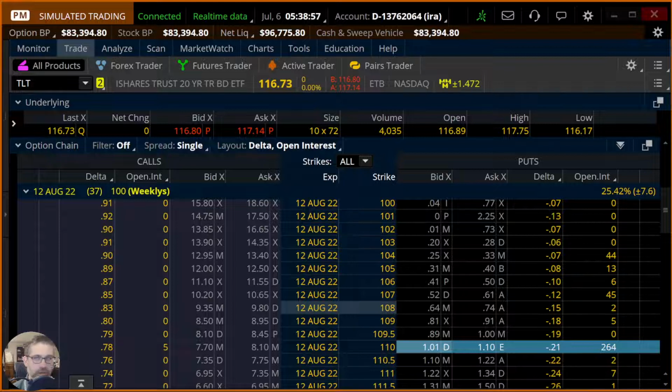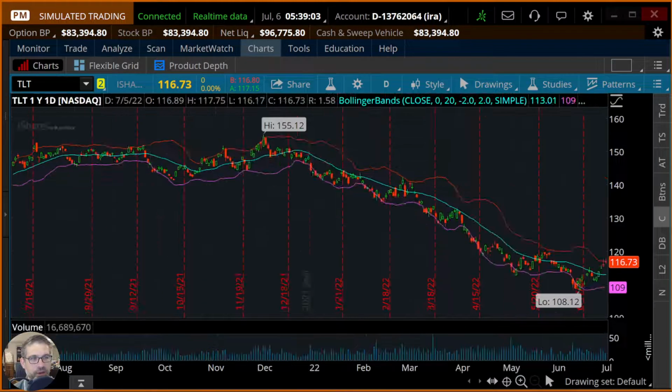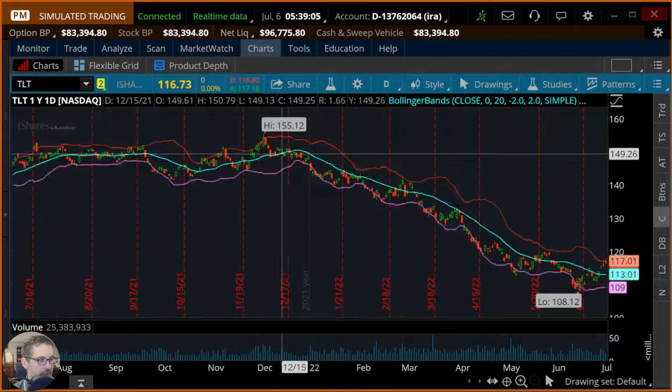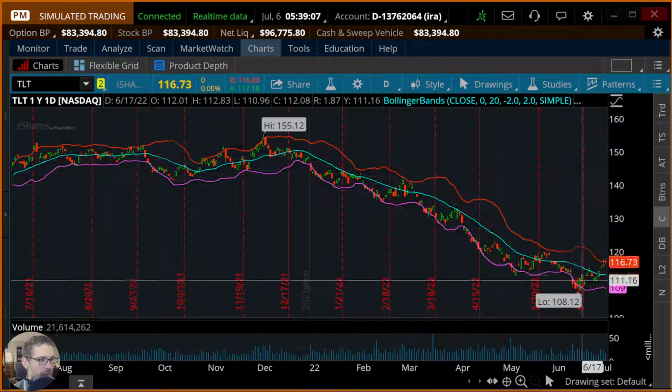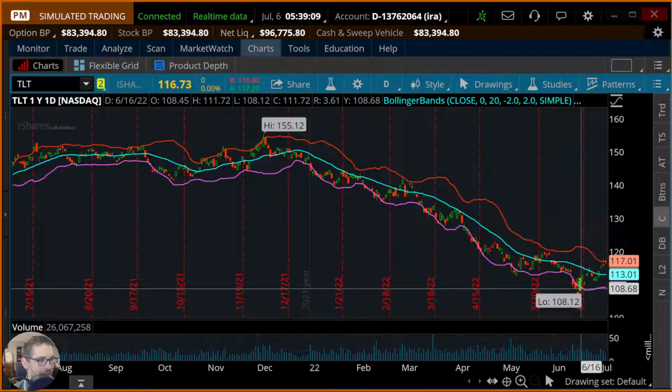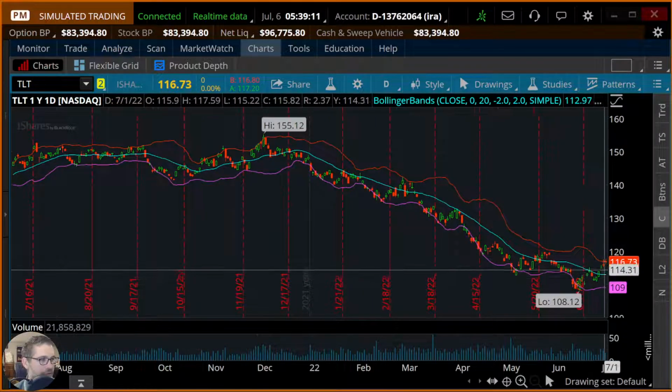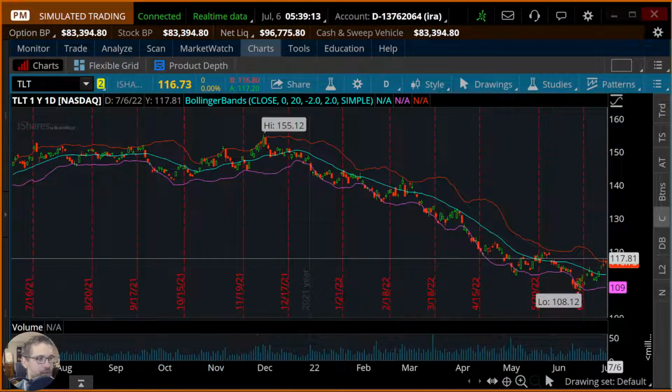Okay. So you can see on screen right now that I just happen to have the trade tab pulled up. Let's go to the charts for TLT here. And no doubt it has been on a downward trend, but it has hit its low of 108 and has bounced off of that. And we're at the upper Bollinger Band. So, I'm not feeling particularly bullish myself.